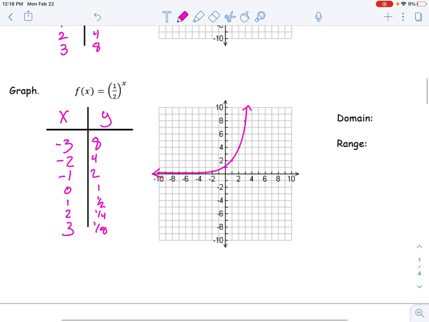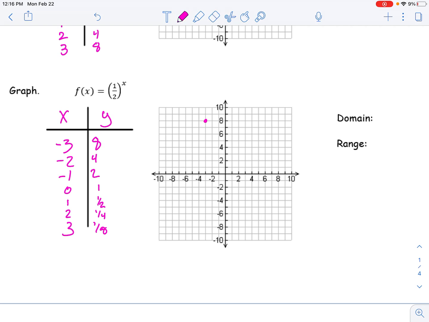Next one. As you can see, I already plugged these numbers in, I already got numbers out, and I already have it graphed. So 1/2 to the x power would look like this. Oh, I think I did it backwards. Well, you get to see me graph it, because I did this wrong. I was not paying attention apparently when I graphed it. So at -3, it needs to be at 8. So that's right there. Okay.